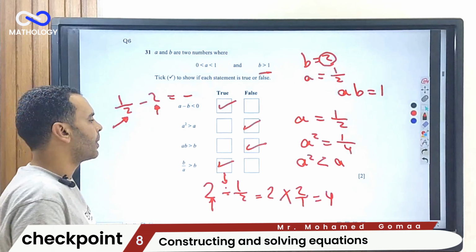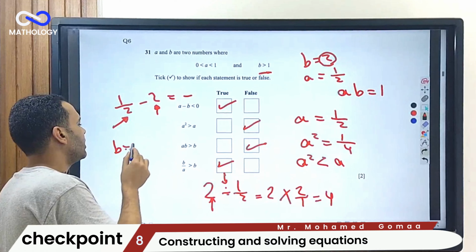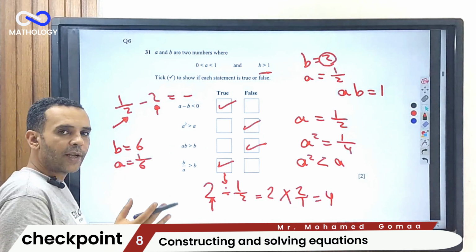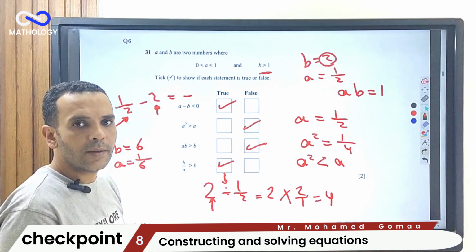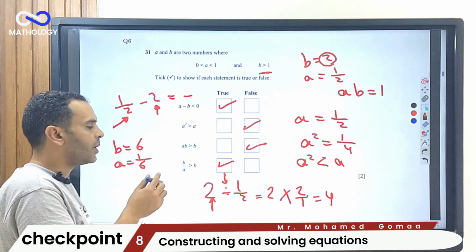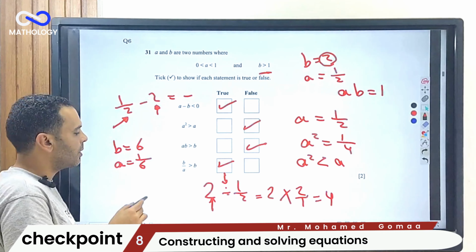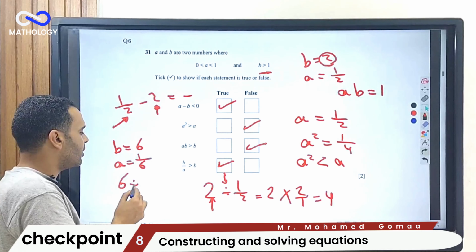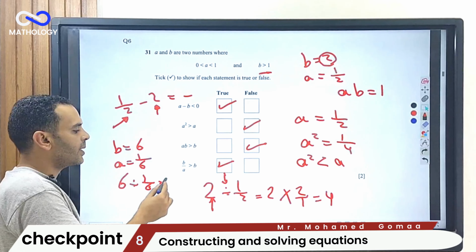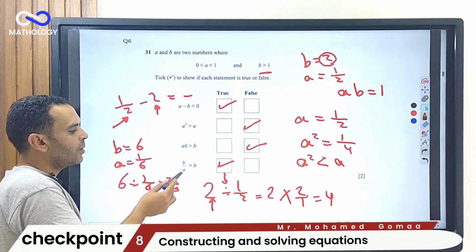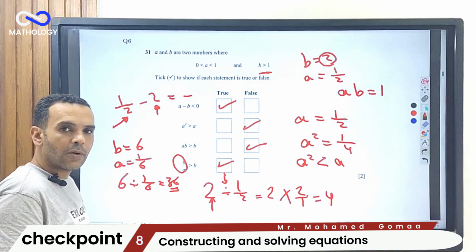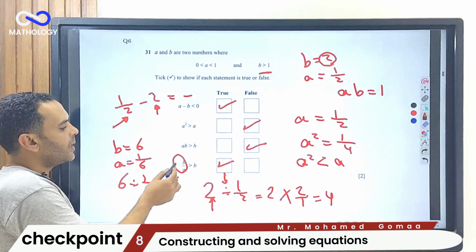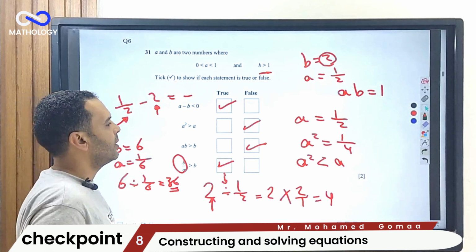Another example. If we suppose b equals 6 and a equals 1 over 6, a fraction between 0 and 1, that means this fraction is proper, numerator smaller than the denominator. When we divide b by a, 6 divided by 1 over 6, it will be 6 times 6 equals 36. So the division, or the quotient b over a, is greater than b, that is true.